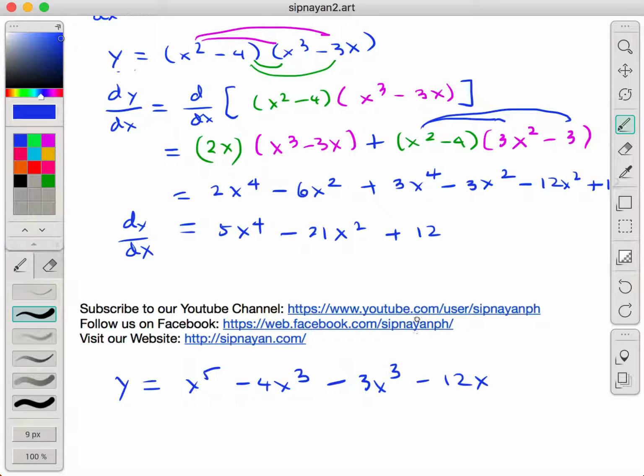Nalito na ako kung alin yung multiply. So we have x to the fifth. Ito parehong cubed yan. So pwede combine, magiging minus 7x cubed. Parehong minus and then minus. This is plus, no? So minus 4 tsaka minus 3x. So this is plus 12x. Okay? So magiging, to get the derivative, pag kinuha natin yung derivative nito, dapat equal siya dito, di ba?